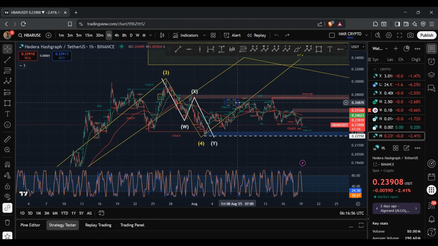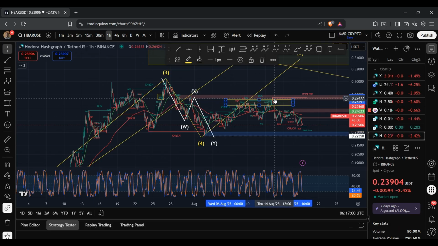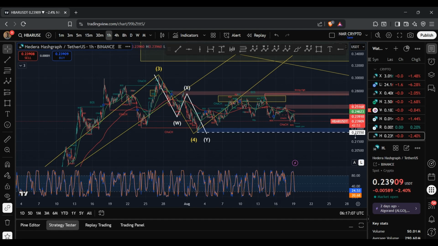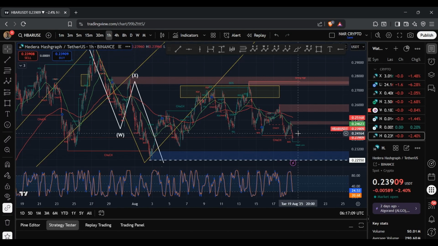So HBAR has tapped into this range that I set out previously, where I mentioned I was looking for a corrective move to the upside made up of a WXY structure. And of course, this target here is the Y wave target. And shortly after, we then saw a reversal to the downside where we ended up breaching past this level here.